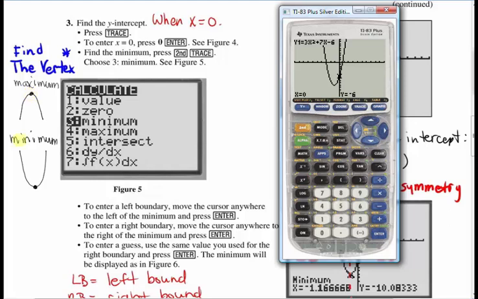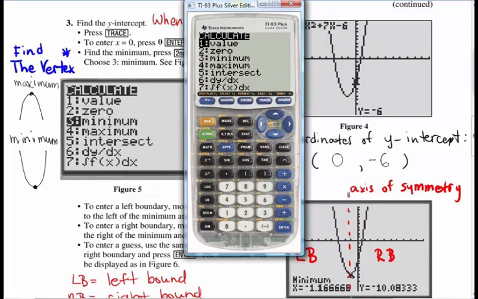Okay. The second one is minimum. This is a parabola that opens up. You're looking for the lowest point. So this is a valley. The lowest point of your valley is considered a minimum. So when you go to your menu screen, right, when you press second trace, you're back at this menu here, okay, which is over here. And you're going to choose minimum in this case because we have a parabola that opens up, and so we have a minimum value. Okay, so we're going to press 3.